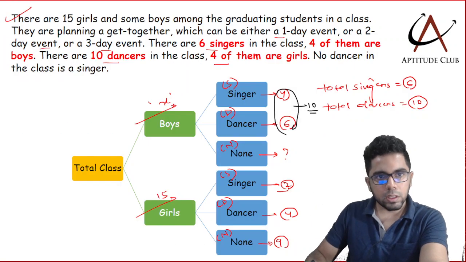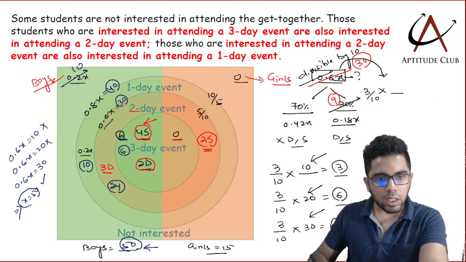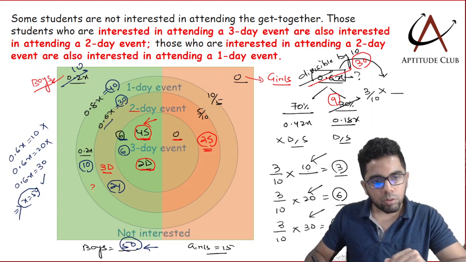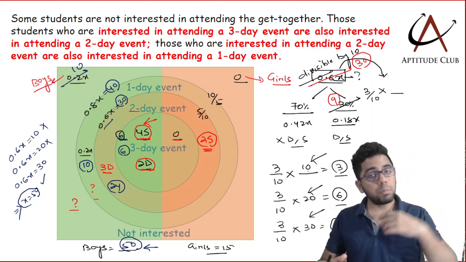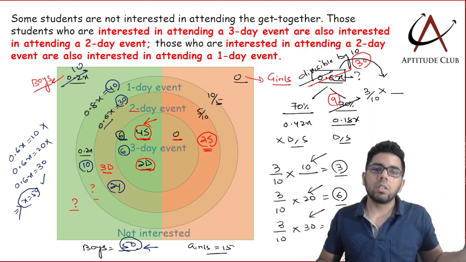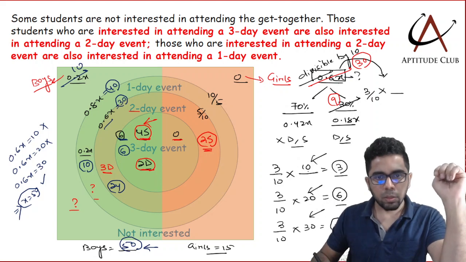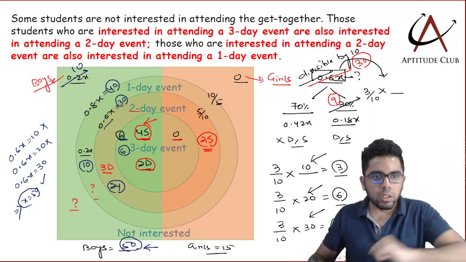Total there were 6 dancers, 4 of them are girls, so 6 of them are boys. Of those 6 dancers, 2-3 are here, so the remaining 1 dancer could be here or could be here, we don't know. That dancer may not be going to the event at all or may be going to the event of only one day. But anyways, the boys' part we have more or less figured out.